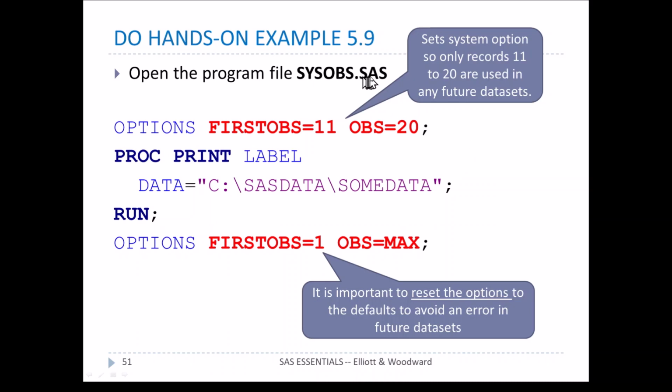All right, let's look at this example 5.9. Open up the file called sysobs.sas, and this is going to set some of these options and show you how it works. So we're going to say options firstobs equal 11, obs equal 20, and then just do a regular PROC print. And then we're going to reset it. I'm showing you this because this is good practice. The reason is that once you set this option, it's going to remain for however you're running SAS. So if I happen to do another PROC down here that I didn't want it to apply to, SAS remembers it, so it's only going to use the observations we had defined earlier. So you need to reset it so you don't accidentally do an analysis on a limited data set.